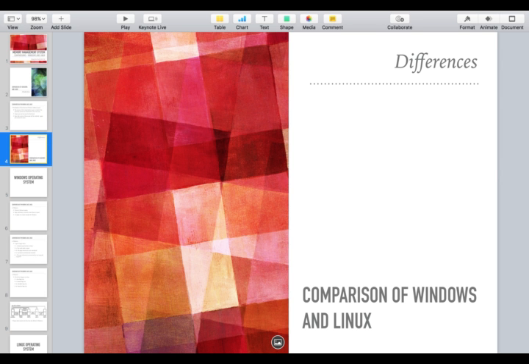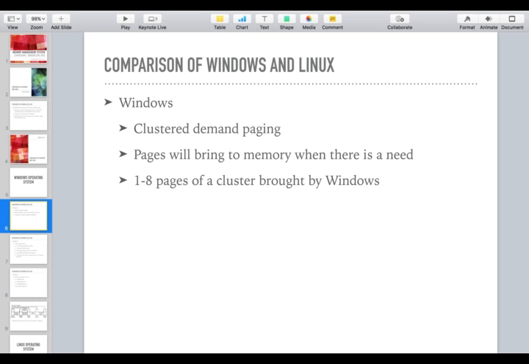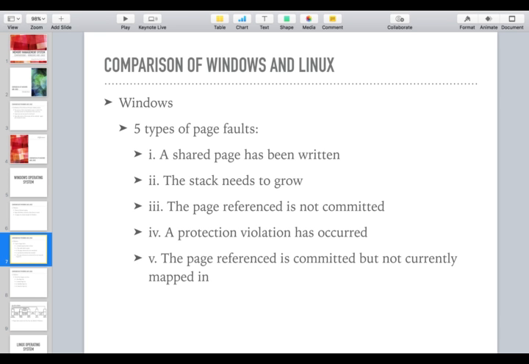And next, we are talking about the differences. So in the Windows operating system, cluster demand paging is used to fetch pages, and the clock algorithm for page replacement. When there is a need for a page, the page will be brought to the memory in cluster demand paging, and approximately 1 to 8 pages of a cluster will be brought in by Windows depending on the state of the system. So now we are looking into the 5 types of page faults.